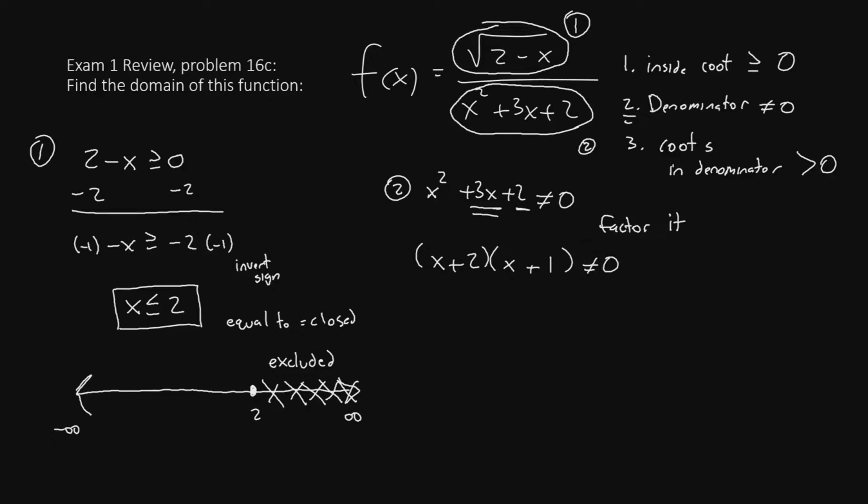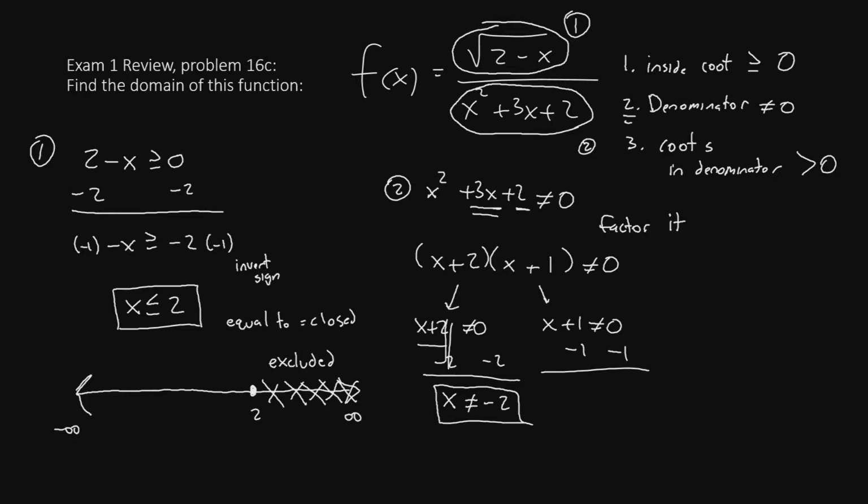We will now need to solve both pieces of this equation. We'll have x plus 2 not equal to 0, and x plus 1 not equal to 0. If we solve the left equation, we'll have to subtract 2 from both sides. We now have x is not equal to negative 2. Before we go on, let's take care of the second part. We must subtract 1 from both sides. Now, the negative 1 and positive 1 cancel, and we have x is not equal to negative 1.